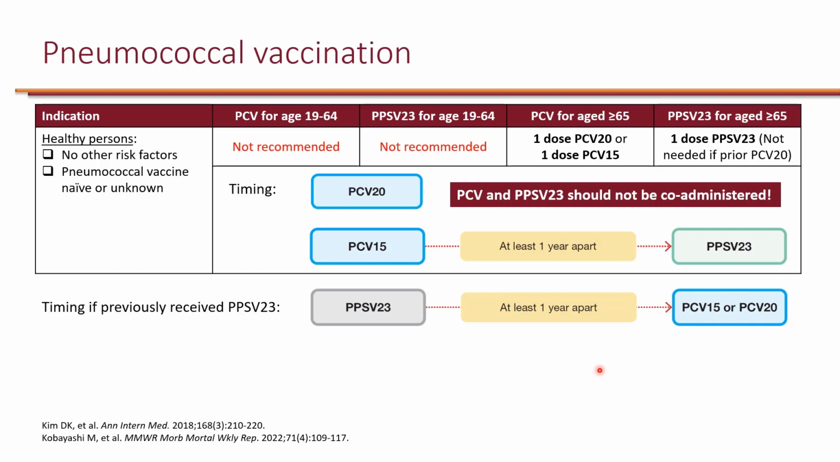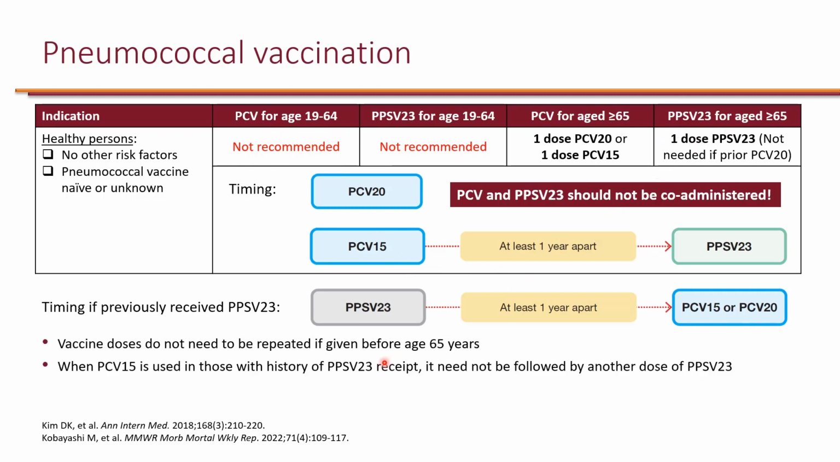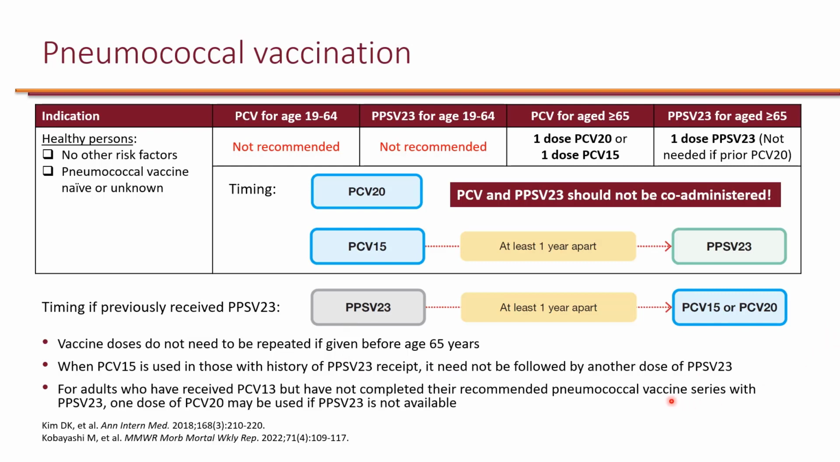Now, vaccine doses do not need to be repeated if they are given prior to age 65. So for whatever reason, if somebody received these vaccines prior to age 65, there's no need for them to be repeated after 65. And when PCV15 is used in those with a history of PPSV23, it need not be followed by another PPSV23. And lastly, for adults who have received PCV13, which is still on the market, but have not completed their recommended pneumococcal vaccine series with PPSV23, they do have the choice to get the PCV20 if PPSV23 is not available.